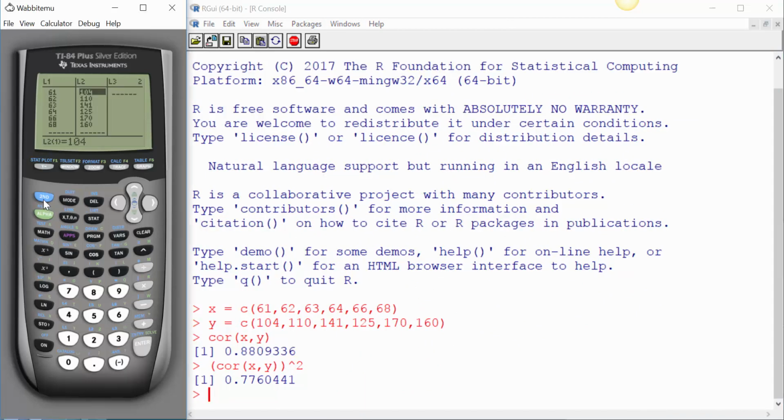And if we compare, go to stat calc option 8 and then calculate. So you can see that matches exactly. My calculator just had more decimal spots. All right, so that's how you can find that using your calculator or R.